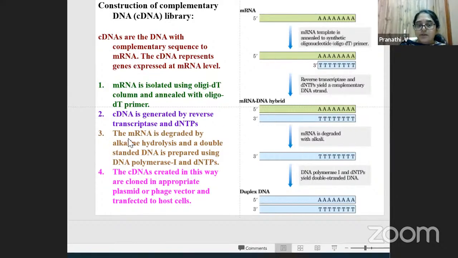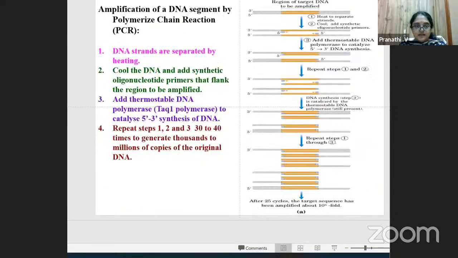Then you have the dNTPs present. mRNA is degraded by alkaline hydrolysis, and the dsDNA is prepared using the DNA polymerase 1 and dNTPs. And this is used with the lambda phage vectors or the phage vectors. Around 13 to 14,000 copies are necessary.